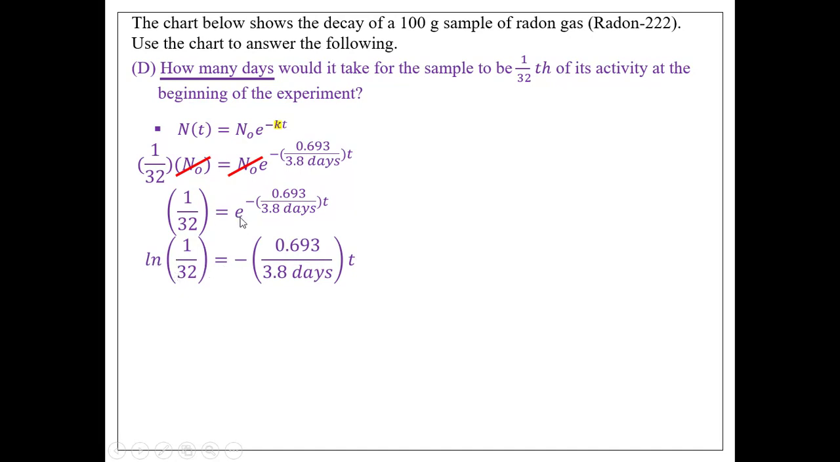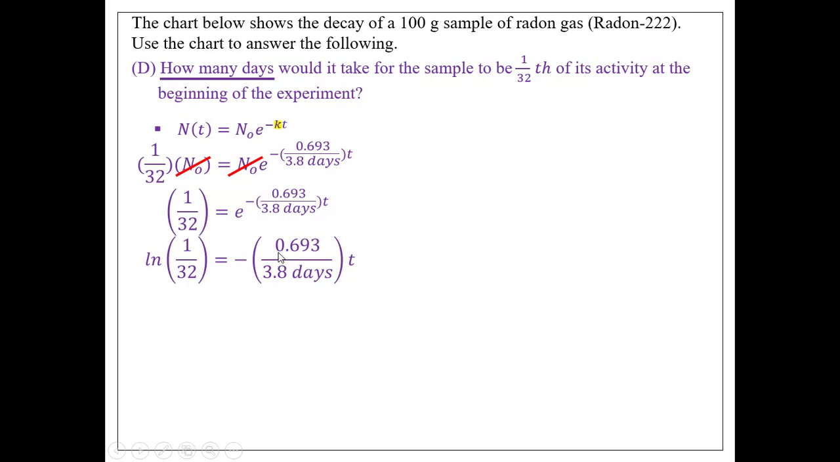And on the right side, I need to get rid of e in order to bring the t in the exponent down, because I'm trying to find t. So the opposite of e would just be ln. So getting rid of e is just ln both sides. The ln on the left side stays, but ln on the right side cancels with e. So really, you're just bringing down this exponent, which I haven't done anything.